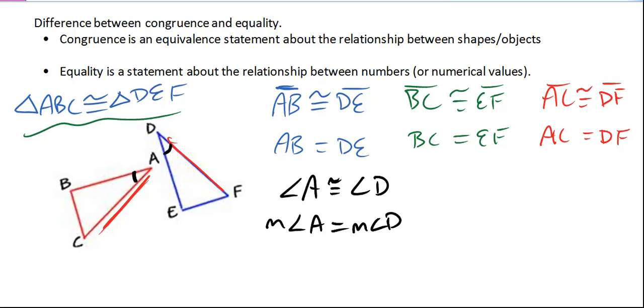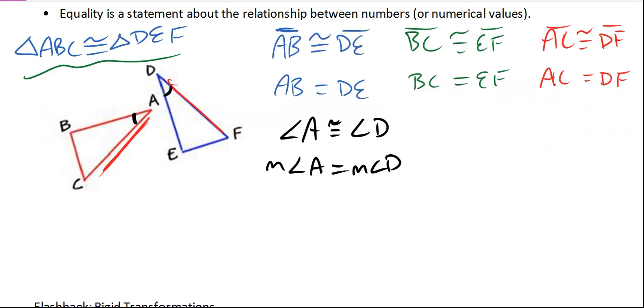But I also want to use this opportunity to make sure we know that we shouldn't always just use one letter to name an angle. I really want to usually use three. So for instance, a better way to write this statement would be to say angle BAC is congruent to angle EDF.